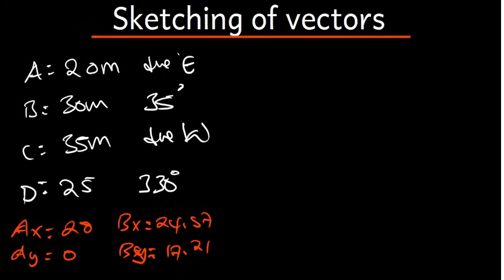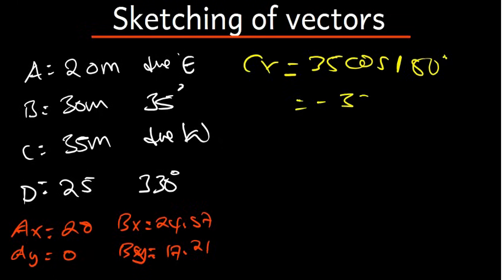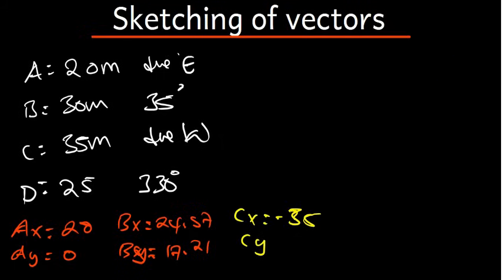Okay, let's go to the next vector, vector C. So cx is going to be equal to the 35, because due west is 180, the angle is 180. So this is going to give us a negative 35. So our cx is going to be equal to negative 35. Then our cy is going to be 35 sine 180. It's going to give us 0.